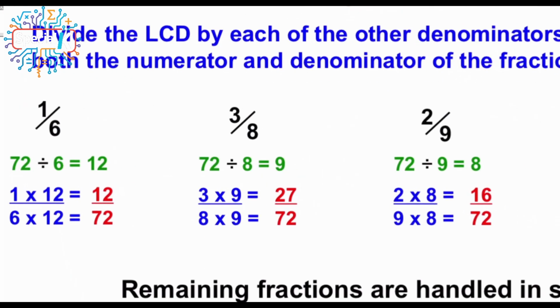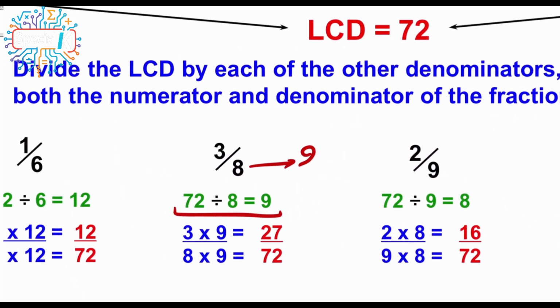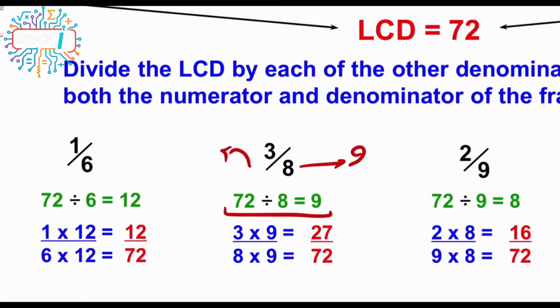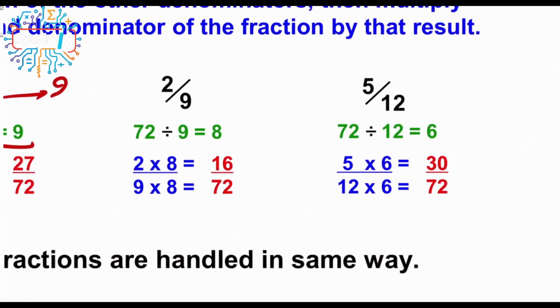3 divided by 8. What is the number that if I multiply by 8 is going to be 72? That number is 9. Obviously, you can find it like that. So if that number is 9, and I would like to convert this denominator to 72, 8 was just multiplied by 9. What about 3? This could also be multiplied by 9, which is 27. Do the same thing for all of them. 16 by 72, 13 by 72.